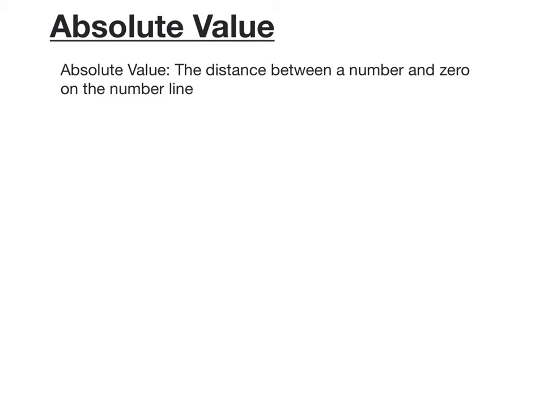Hey everybody. Tonight we're going to talk about absolute value. The absolute value of a number is the distance between that number and 0 on the number line. So if we wanted to find the absolute value of 7, and to show absolute value we'd put these little bars on either side of the number, we could look at a number line.